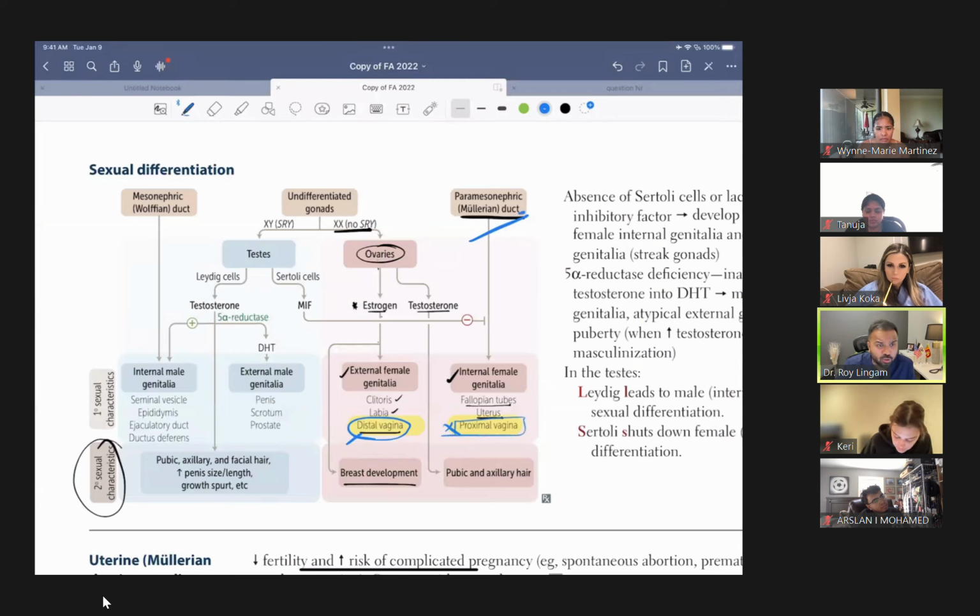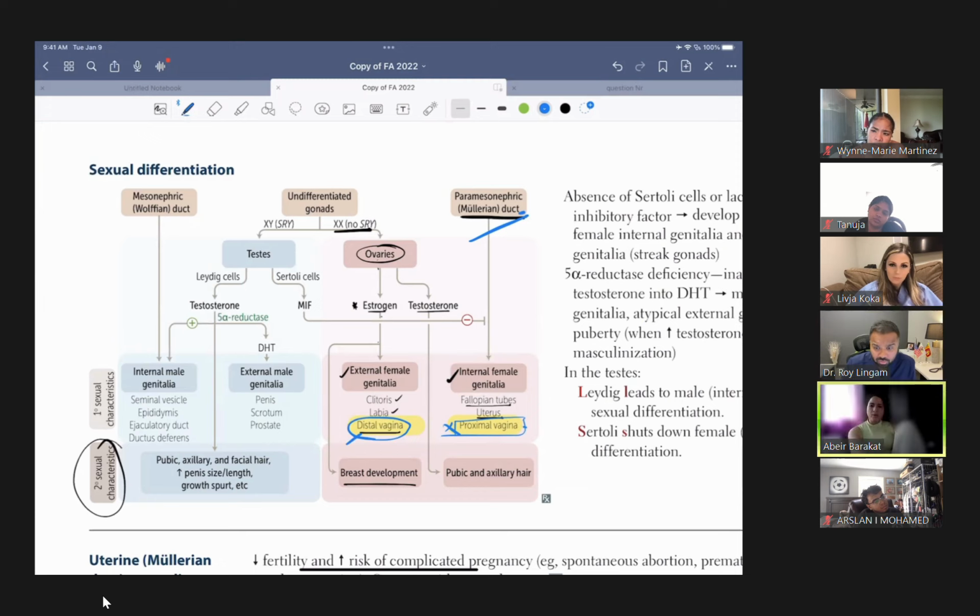Is everybody clear, folks? So the vagina ends in a blind pouch, because when we do the pelvic exam, we cannot reach the proximal. It's not going. That means that's not developed. Is everybody clear, folks? Okay. That's your first question, Mullerian agenesis.